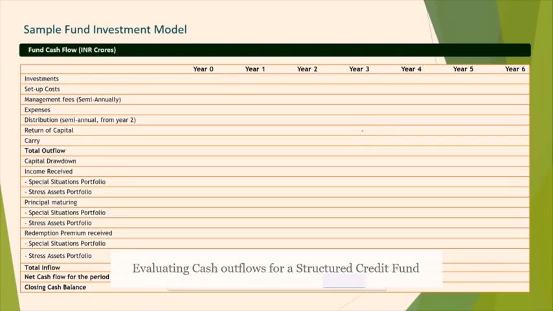So the first outflow is the investments, and it's a big outflow because the fund would be making investments into the investee companies. Typically these investment outflows will happen more in year 0, year 1, year 2, because the deals will generally be of a 3 to 4 year duration. Therefore the fund will stop investing by year 2 or year 3, so you would not see any major investments happening post year 3.